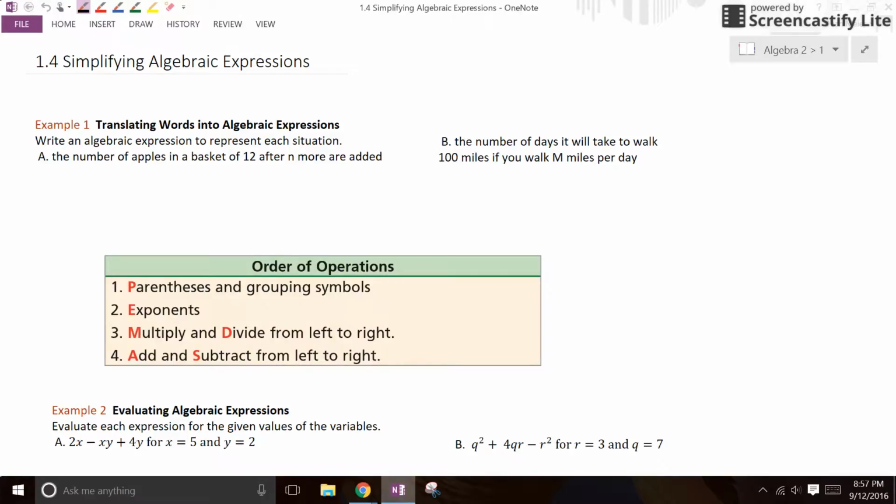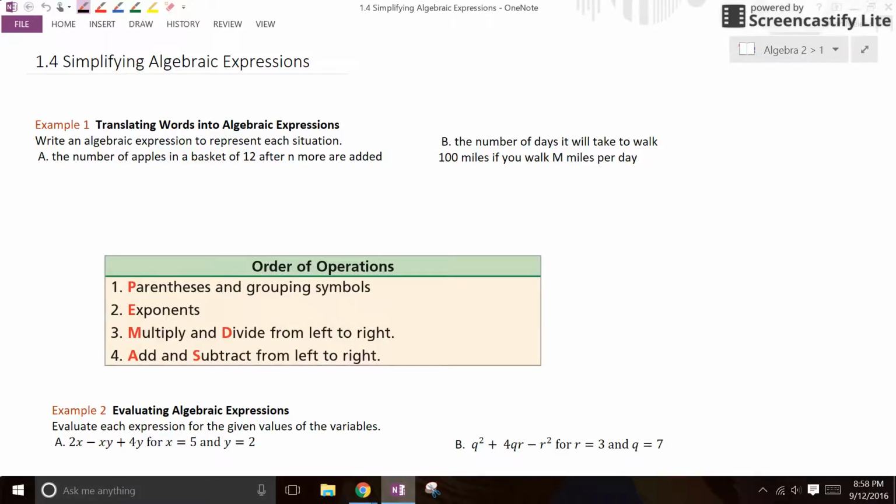This is Mr. Meyer and 1-4, simplifying algebraic expressions. Now, this one's not going to feel too bad, so let's talk about it. You are going to just make sure you're working with expressions from algebra and make sure they work well. So here you go. Example 1, can you translate words there?